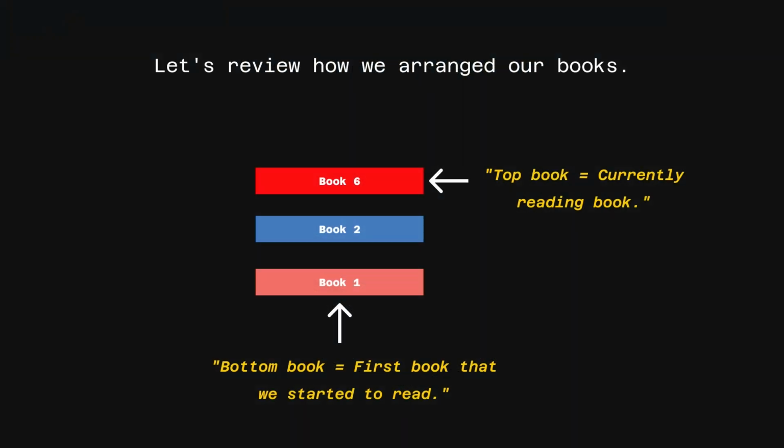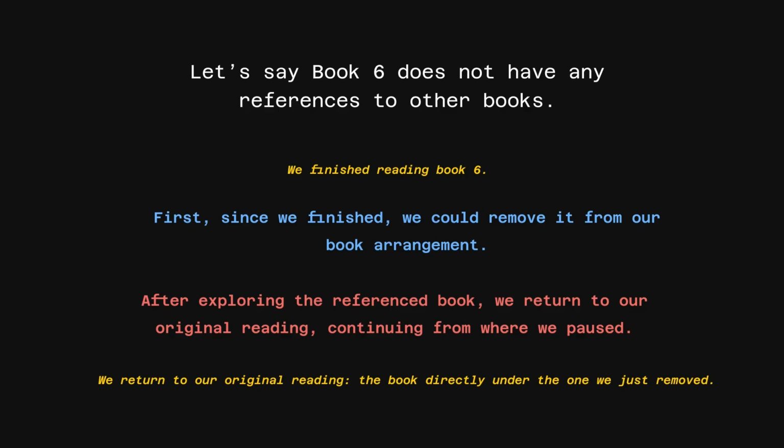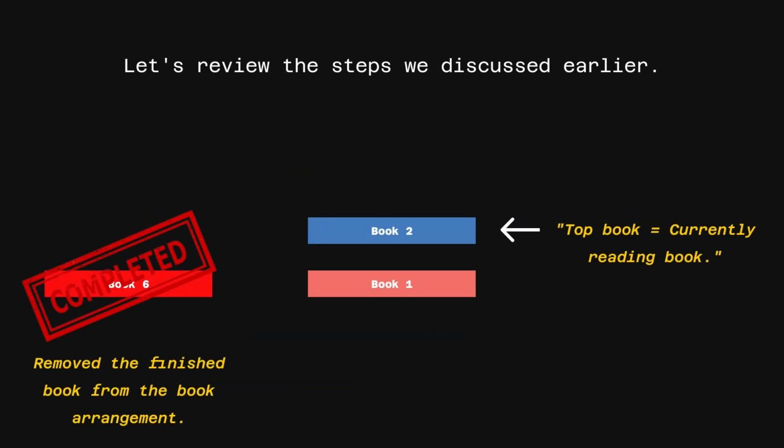Since we are now reading Book 6, it should be placed at the top of the book arrangement. Book 6 was at the top of our reading list, so we started with it. Since it contained no references, we were able to read it straight through and mark it as complete. We then returned to Book 2 and continued reading from the last stopping point. We have finished Book 6, so we can mark it as complete and remove it from our reading stack.